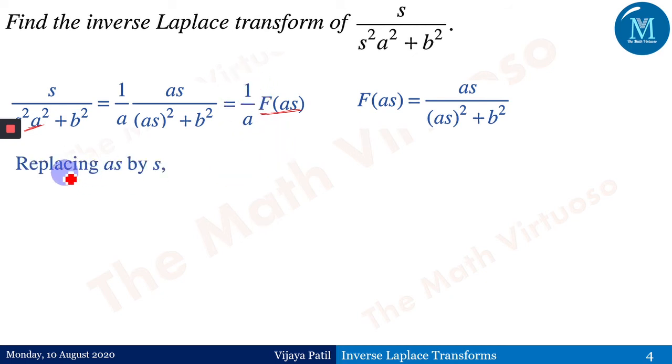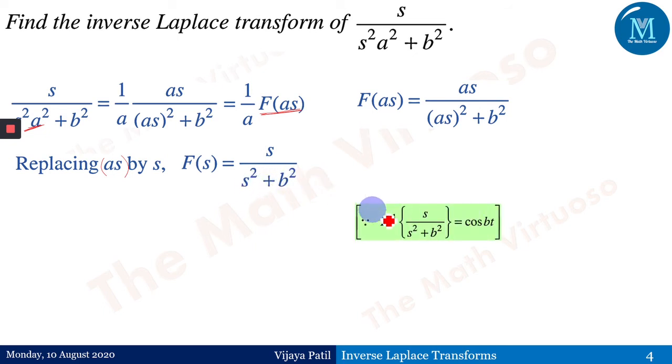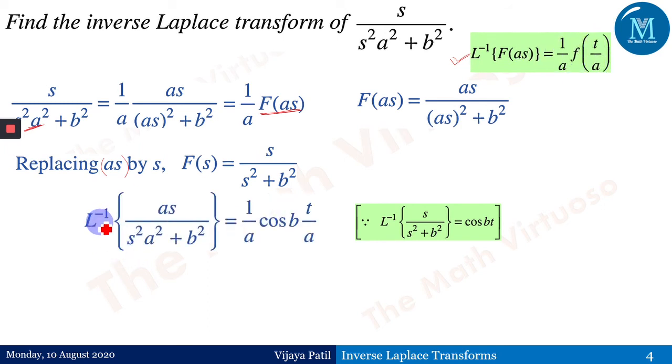Now suppose I replace this as by s. The function will look like s upon s square plus b square, right? The Laplace inverse of s upon s square plus b square is cos bt. According to the change of scale property, Laplace inverse of F(as) is 1 by a times f(t by a), and therefore Laplace inverse of as upon (as) square plus b square is equal to 1 by a times cos of b t by a.